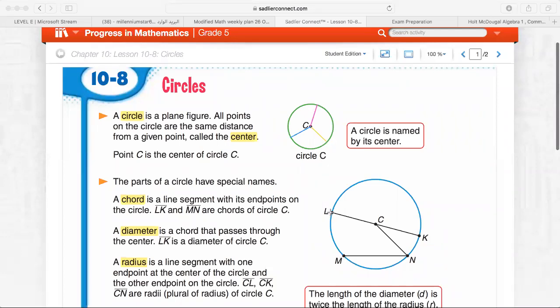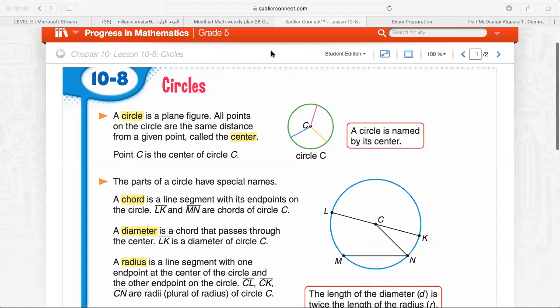Why? Because L is on the circle and K is on the circle. So I can call it chord LK. MN, M is on the circle, N is on the circle. So I can call MN a chord. CN, I cannot call it a chord because C is not on the circle. C is the center. So I cannot call it a chord.